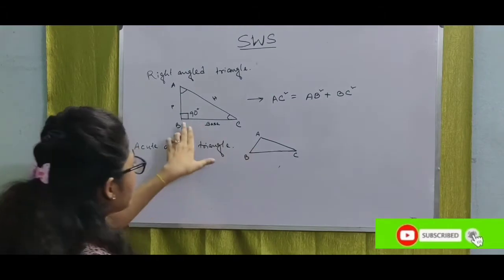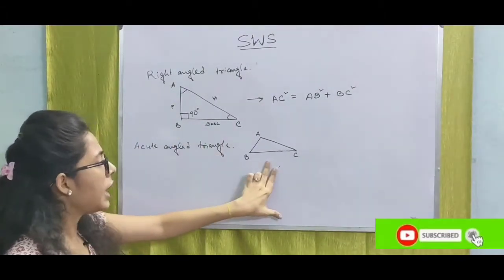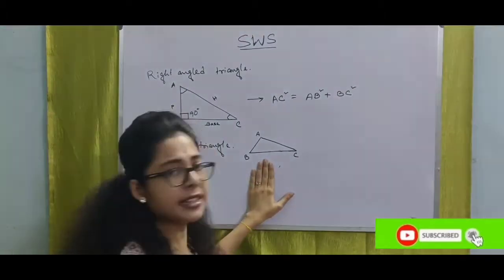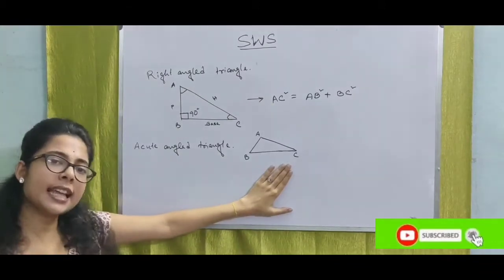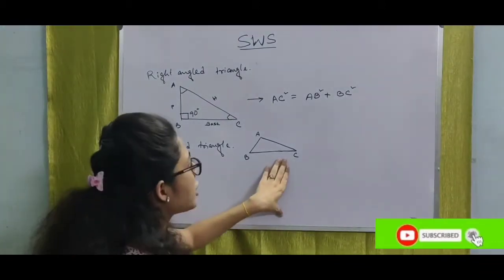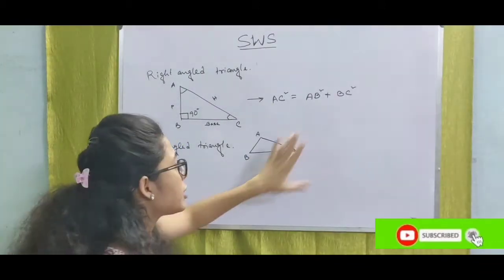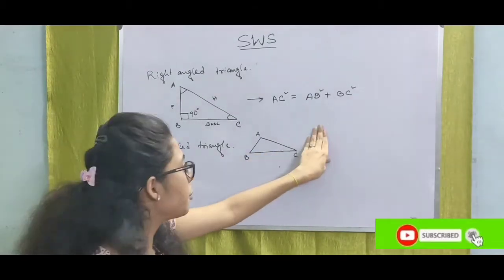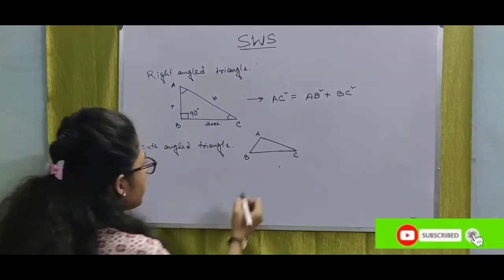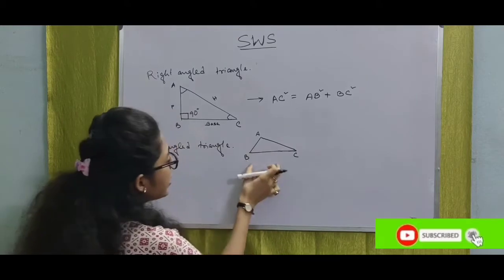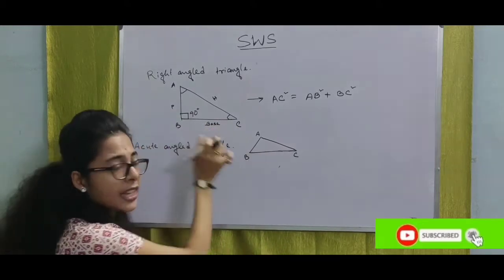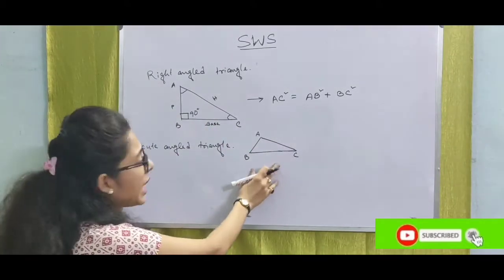Here there is no 90 degree. All angles are less than 90 degrees. So we cannot apply this Pythagoras formula, because here there is no right angle.